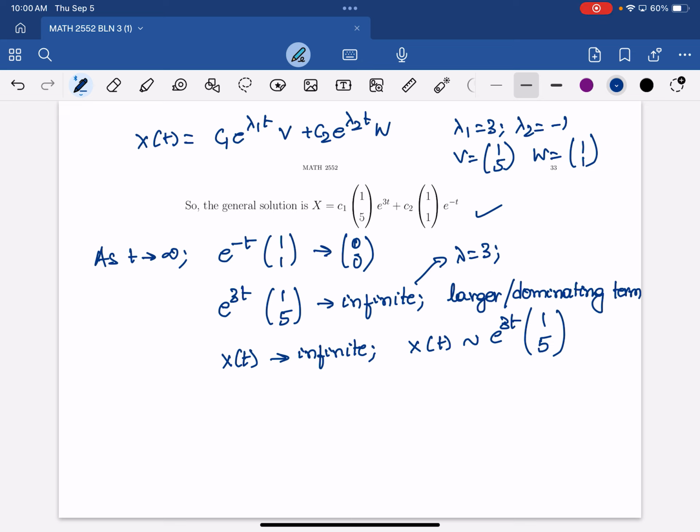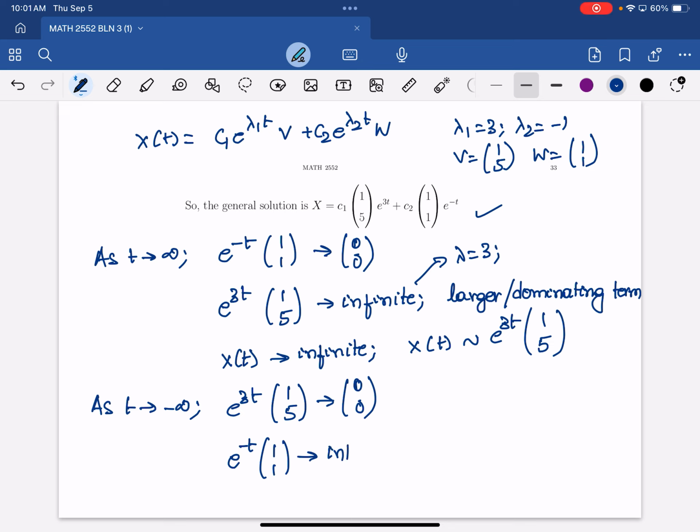Yes or no? So now as t goes to negative infinity, what happens? You can see that e to the 3t times (1, 5) goes to (0, 0) now. The first term goes to 0, but the second term, e to the negative t times (1, 1), is growing, becoming infinite. So e to the negative t times (1, 1) is the larger, dominating term.